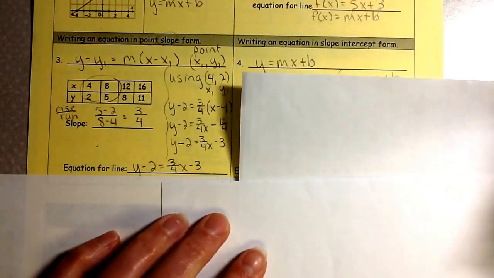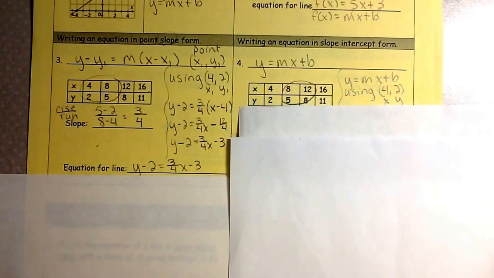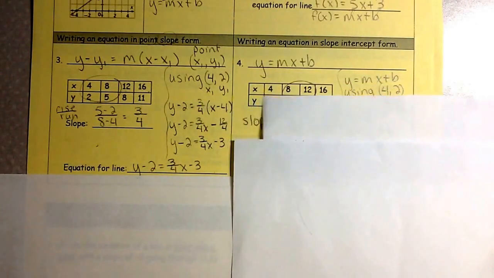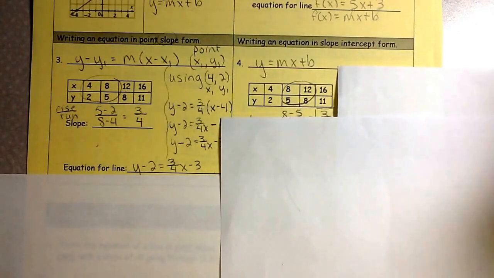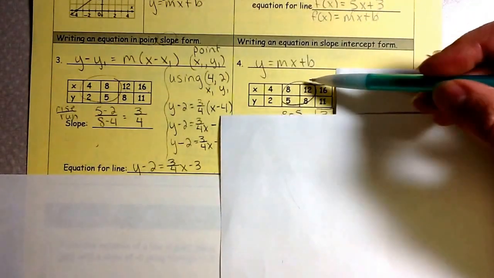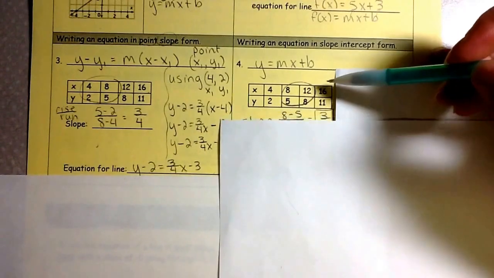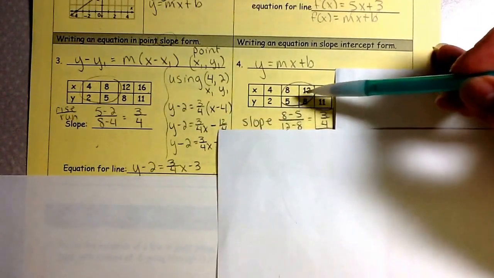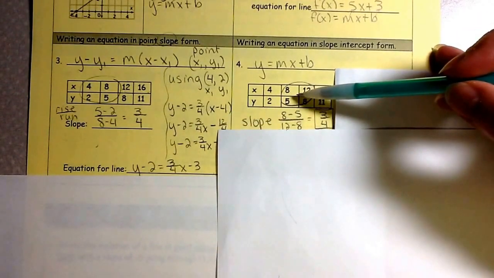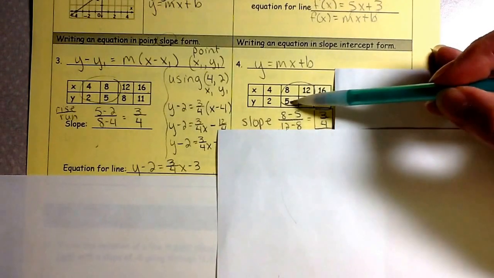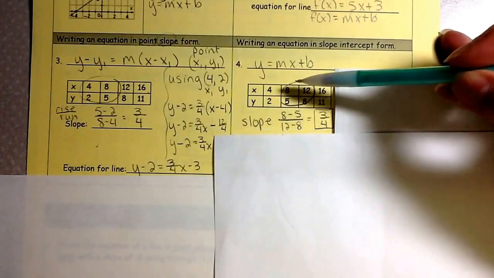So we're starting out, we already know what the slope is. We know that the slope is 3/4, but I want to show you that it doesn't matter which 2 points that you use. So I'm going to do the slope again, but now I'm going to do it with 8, 5, and 12, 8. So I'm going to go 8 minus 5 over 12 minus 8.